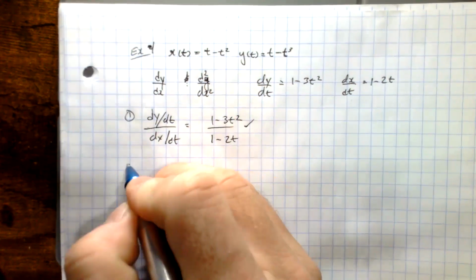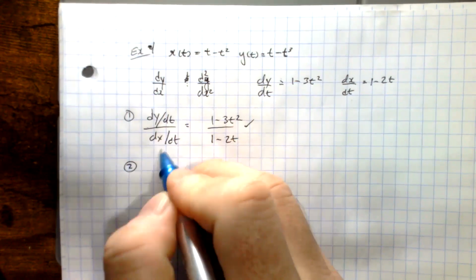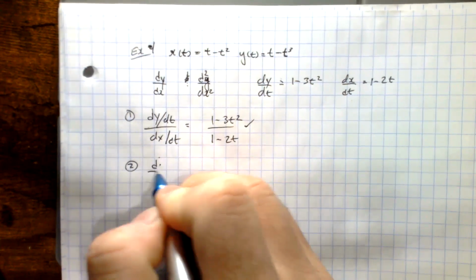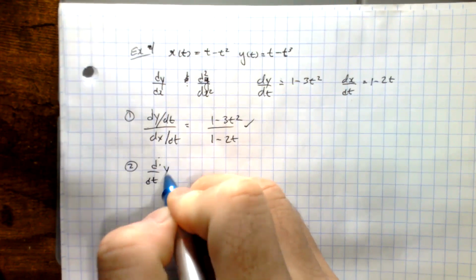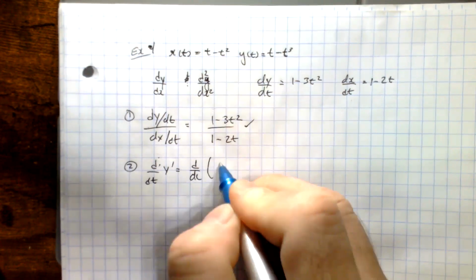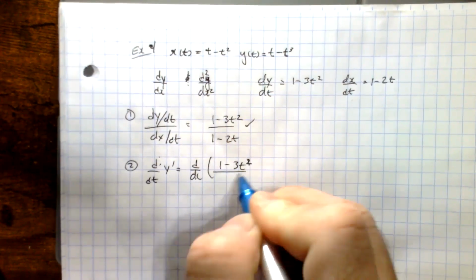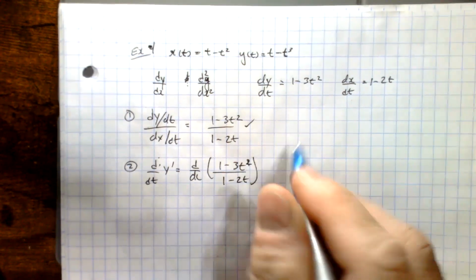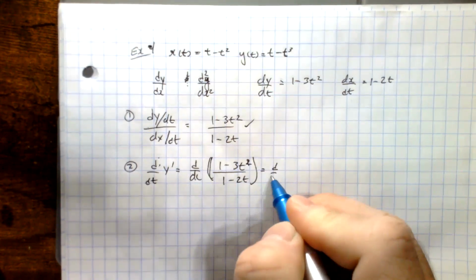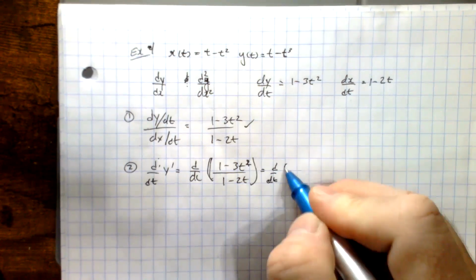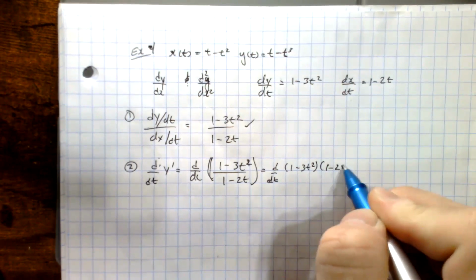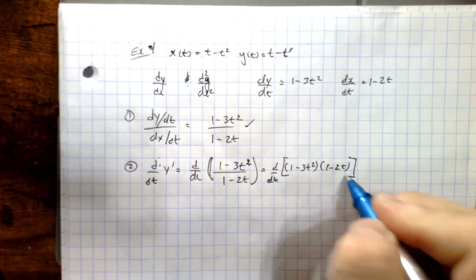All right, step two is to differentiate y prime with respect to t. So let's take the result from step one. We're going to do d/dt of y prime, which is going to give us d/dt of 1 minus 3t squared over 1 minus 2t. I usually like to treat this as a product, using the product rule instead of the quotient rule. But if you choose the quotient rule, that's absolutely up to you. I just find it's easier for me, and I don't have to remember that rule.